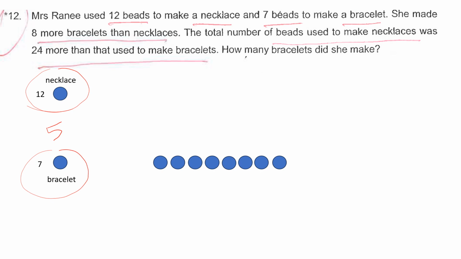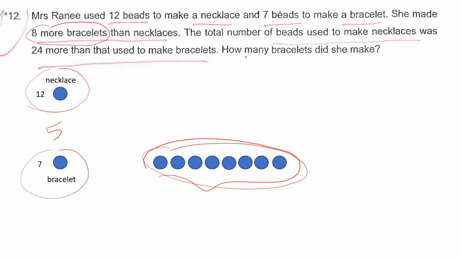Then the next sentence they mentioned that she made 8 more bracelets. So over here I drew 8 more bracelets. So my question to you is that if she made 8 more bracelets, how many beads are being used over here? Correct. So it will be 7, because one bracelet requires 7 beads and there are a total of 8 more bracelets. So 7 times 8, you will get 56. So she's actually using 56 beads to make these 8 more bracelets compared to the necklace.